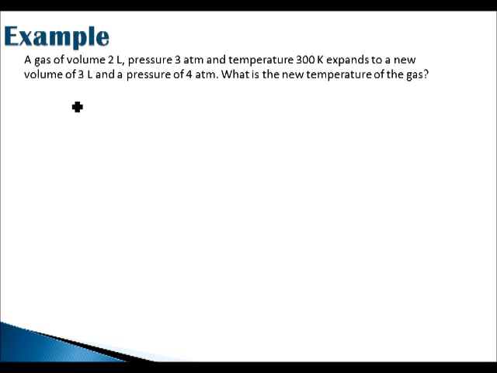So first, let's state our variables. So this has a volume of 2 liters, pressure 3 atm, and it has a measured temperature of 300 Kelvin. It expands to a new volume of 3 liters, a pressure of 4 atm, and a new temperature of, well, we don't know what the temperature is, so that's what we're trying to find.